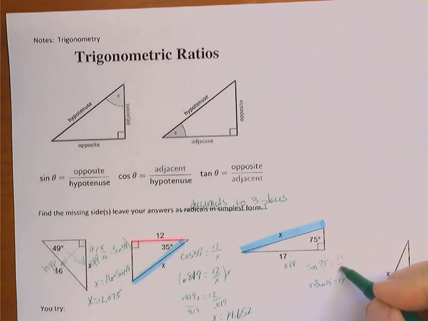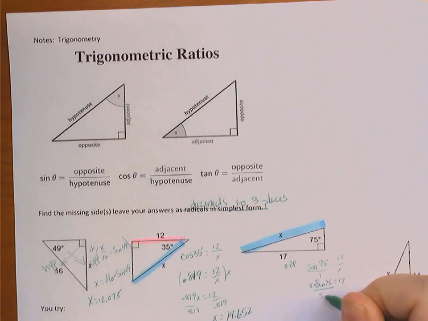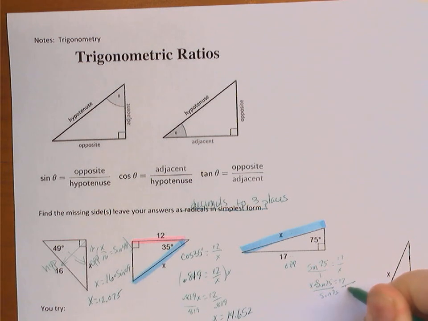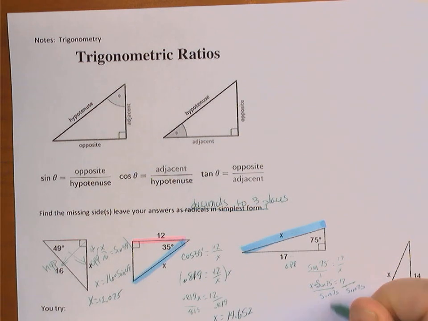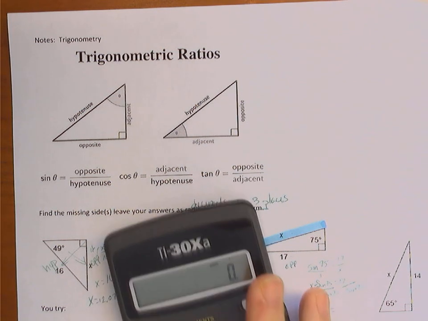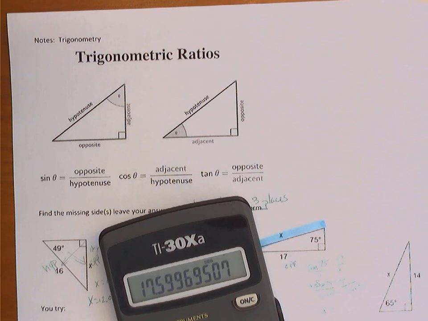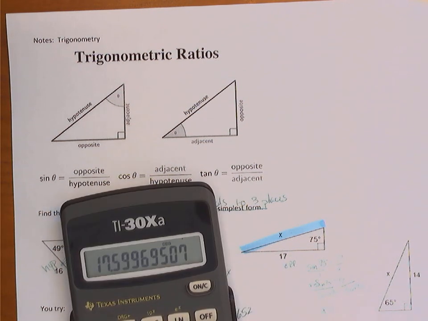Because I cleared my fraction. If that's a struggle for you, write this over 1 and cross multiply. I'm going to have x times the sine of 75 equals 17. Then I'm going to divide both sides by the sine of 75. That's going to give me that x equals, and I'm just going to plug it into my calculator. So 17 divided by sine of 75 equals 17.6 when I round to the third decimal place. So 17.6.